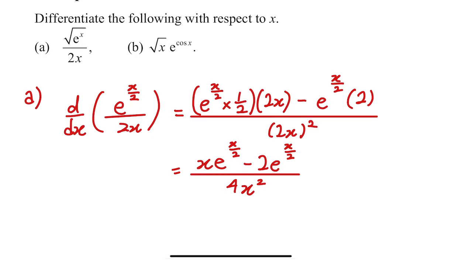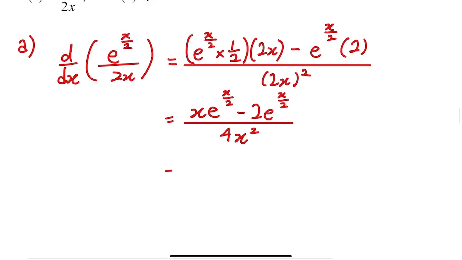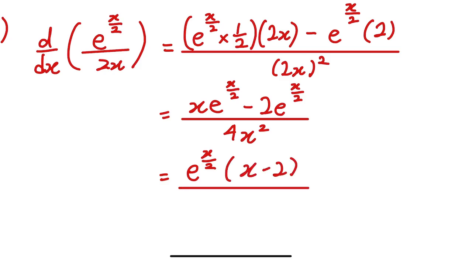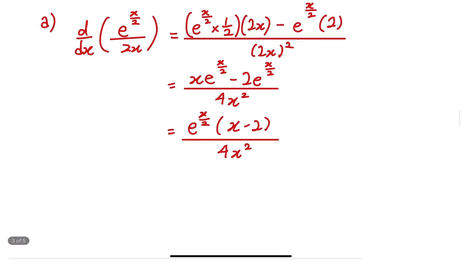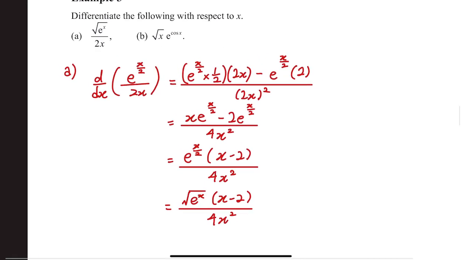Then you can therefore factorize out common factors from the common terms from the numerator. I have e power x over 2 as a common factor over here, so therefore I can factorize it out. E power x over 2 bracket x minus 2, the whole thing over 4x squared. And if you want to, you can also rewrite this to become square root e power x times x minus 2, the whole thing divided by 4x squared. And this is the answer for example 3a.